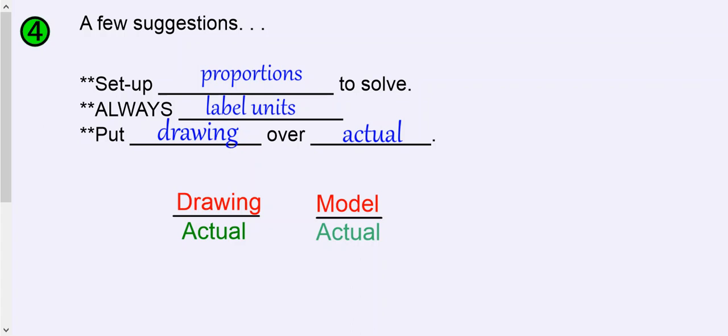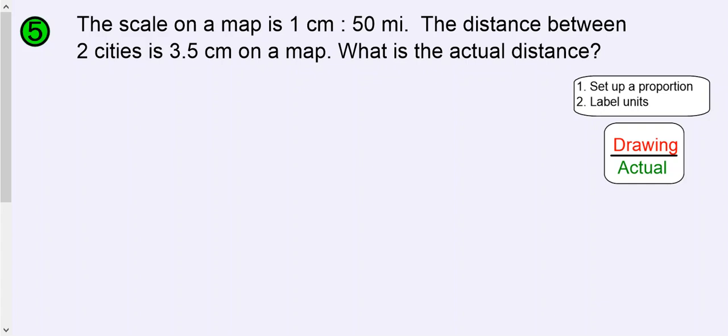Alright, and this is it for the new notes, and now we're just going to look at a few different example problems, starting with this one. It says the scale on a map is 1 centimeter to 50 miles. The distance between two cities is 3.5 centimeters on a map. What is the actual distance? First, we want to set up a proportion, and we want to label our units. And again, we want the drawing over the actual.